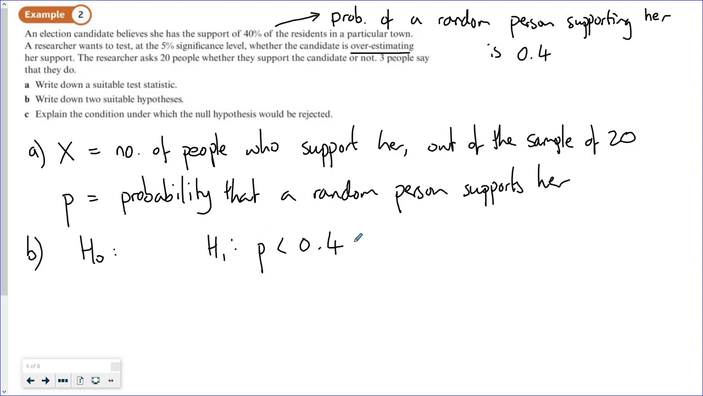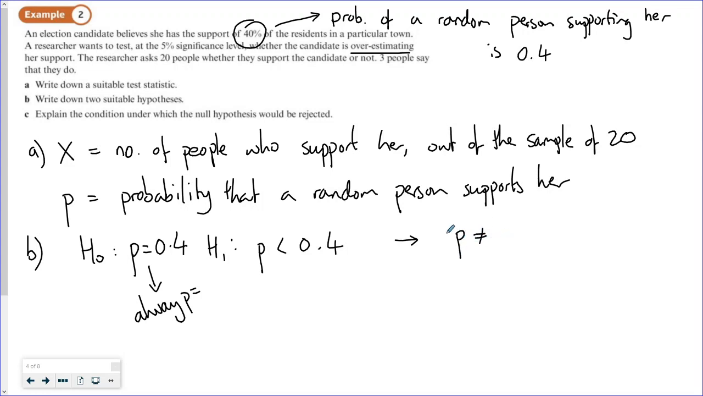And remember, the H1 will always be P is less than, P is greater than, or P is not equal to. And our null hypothesis is going to be that actually the candidate is correct in her assumption and that actually P is equal to 0.4. And an easy way of remembering which way around these are going to go: the null hypothesis is always P equals, and you can always find that in the question. It's the probability that's given in the question. And then you just need to work out for the alternative whether it's less than, more than, or not equal to.